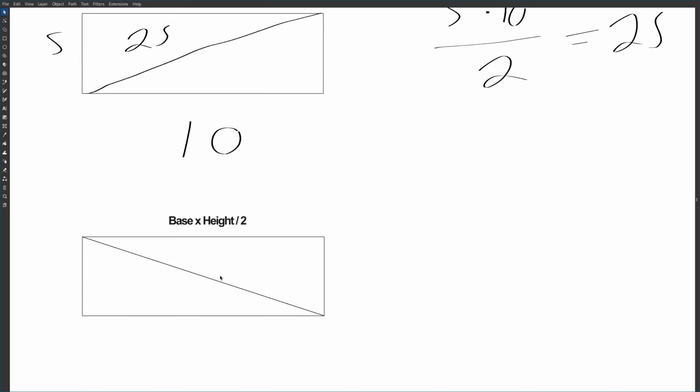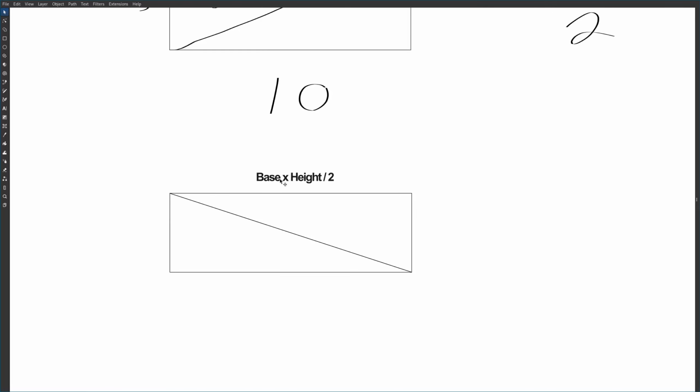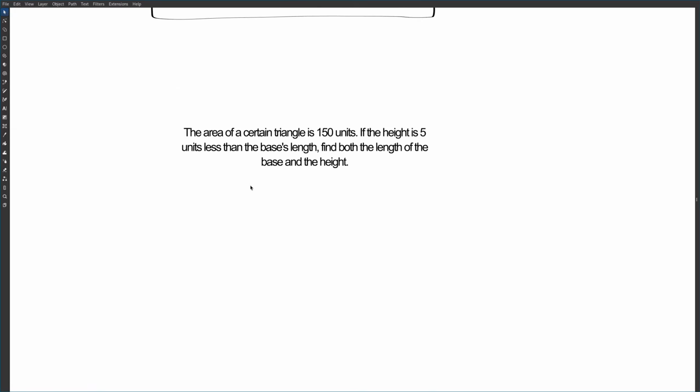Okay. So we have triangles and they give us the length of this base and this perpendicular height, then we could find the area pretty easily because then it's just base times height divided by 2. But let's try it for this problem.